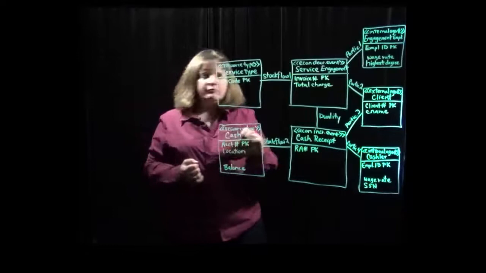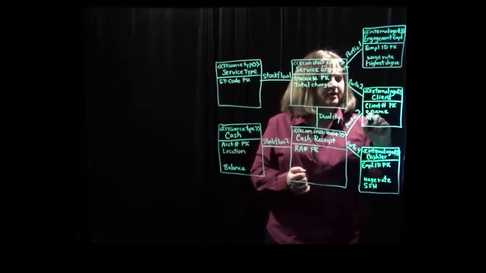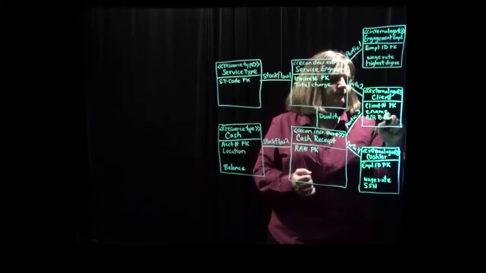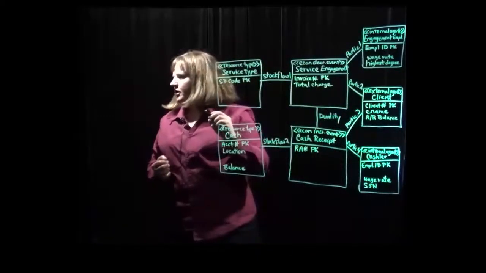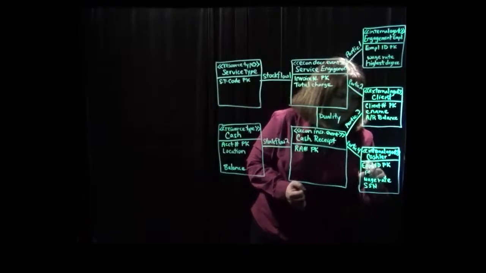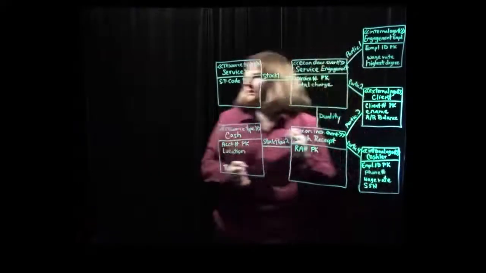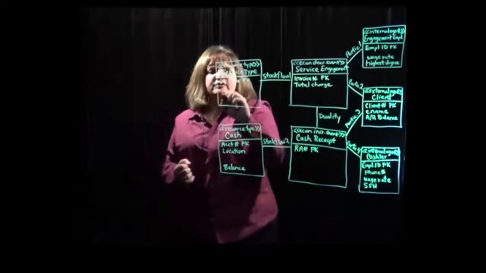Then we have our customer accounts receivable balance. That's going to go in our client table because, again, our clients are our customers. Next, we're going to put our cashier phone number in our cashier class. Then we have our hourly billing rate for a service type.